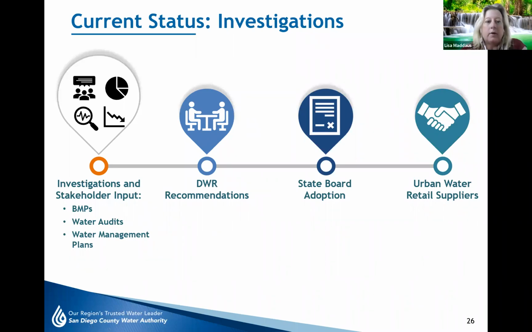And it goes over the best management practices and other performance measures. I'm going to be reviewing those, and Michelle too. The next step after we do the investigations is DWR is due to return a legislative report in October. The CII is one element of that report, with recommendations to the state board that are due to be adopted next year, and then urban suppliers move into the implementation mode.